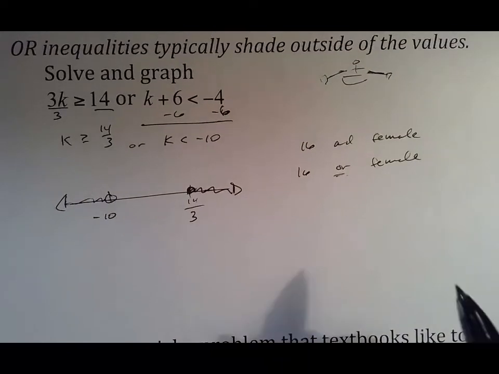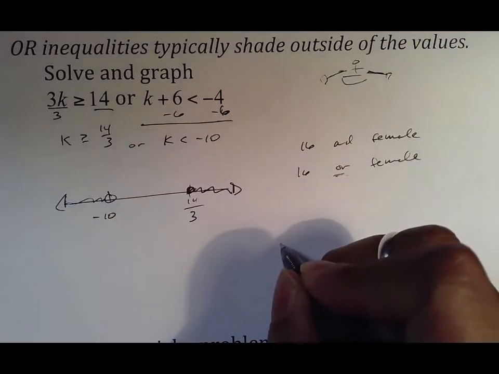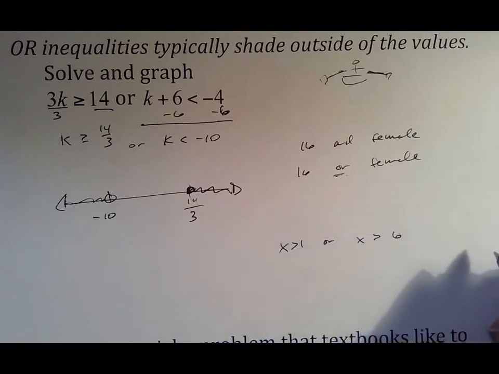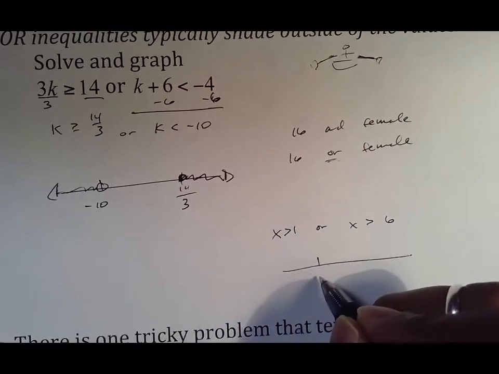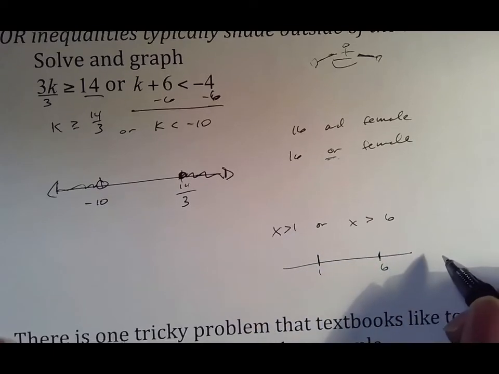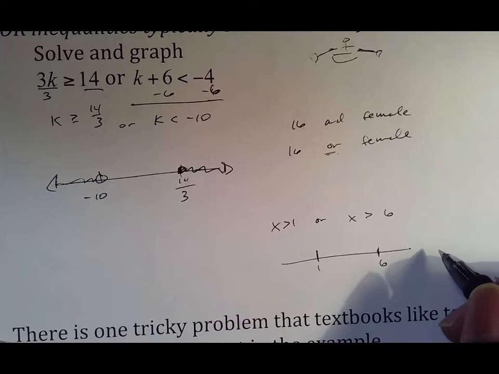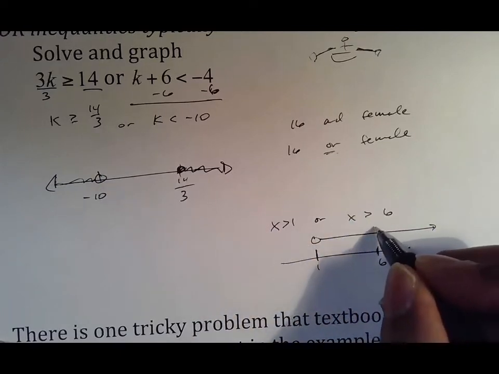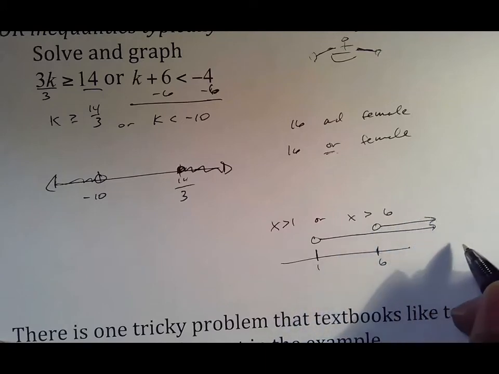Now, or also can be tricky because you could have x is greater than 1 or x is greater than, let's say, 6. Again, these are the concept questions. This isn't typically on your test, but it's things you need to know. If x is greater than 1, that means it goes from 1 all the way across. If x is greater than 6, that means it goes from 6 all the way across.